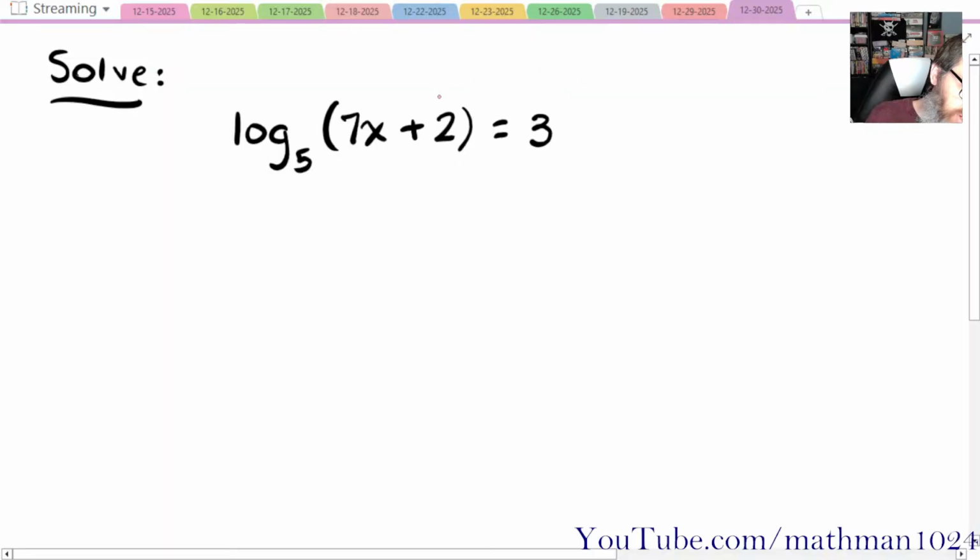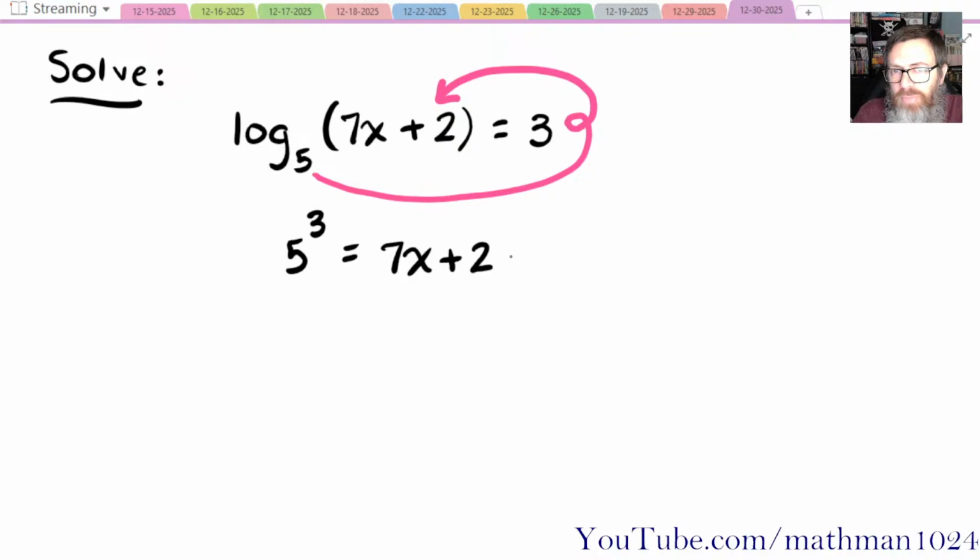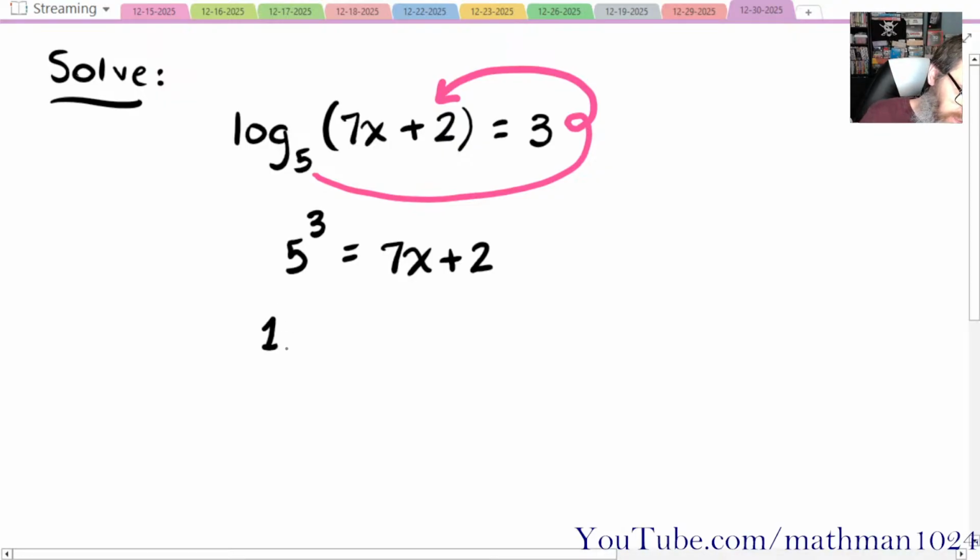The answer to the log is the power, and that's supposed to equal what's on the inside. So this becomes 5 to the third is equal to 7x plus 2. So in one quick little step, we lose the log, and we have a much easier equation to tackle. 5 to the third is 125, and now we have a linear equation to solve.